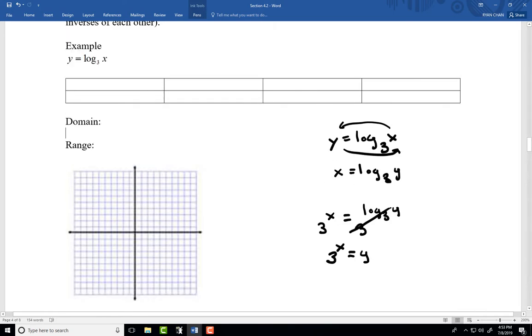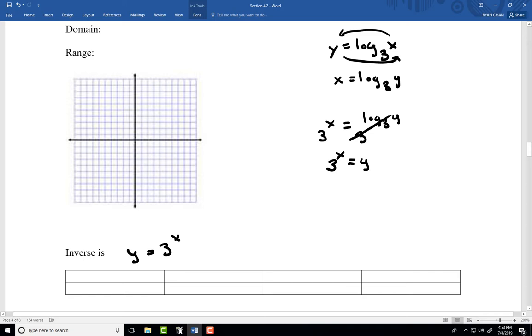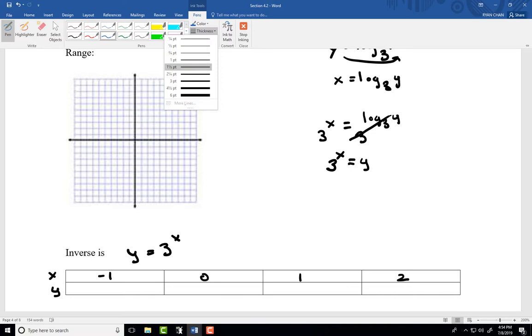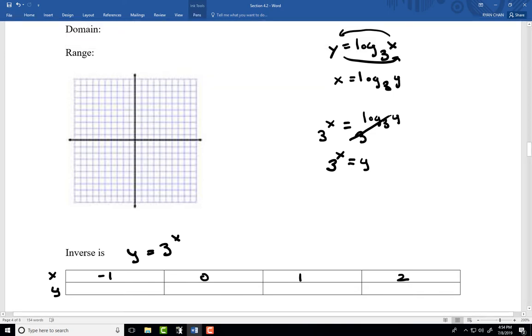Let's talk about how we graph this. This will be my x and this will be my y. Let's plug in these points: -1, 0, 1, 2. 3 to the 2 will be 9. 3 to the first will be 3. And 3 to the 0 will be 1. And 3 to the negative 1 will be 1/3. So this is what my graph of y equals 3 to the x looks like.